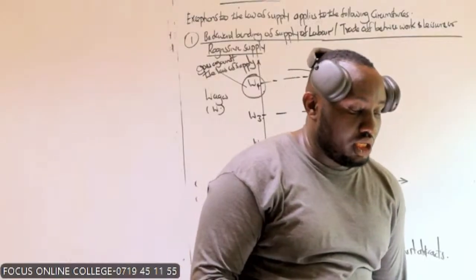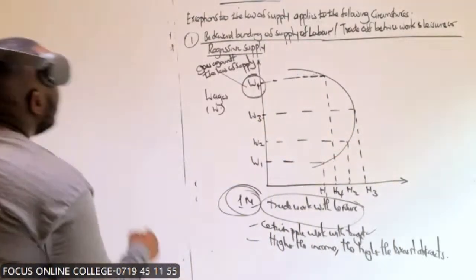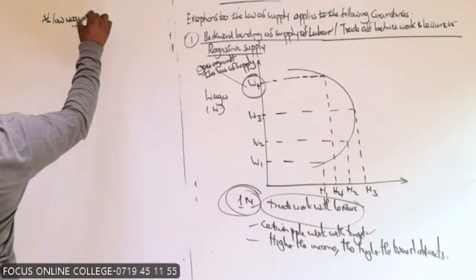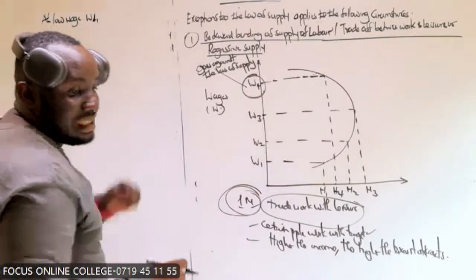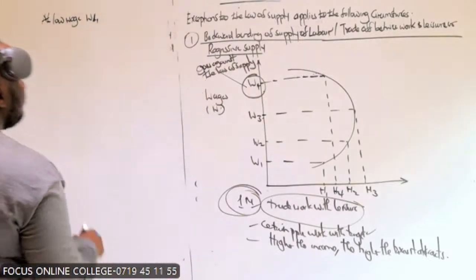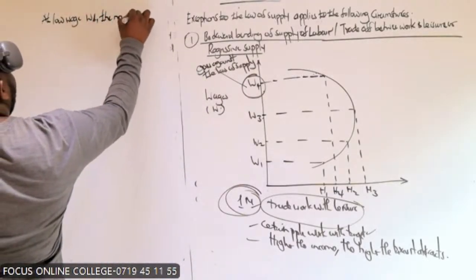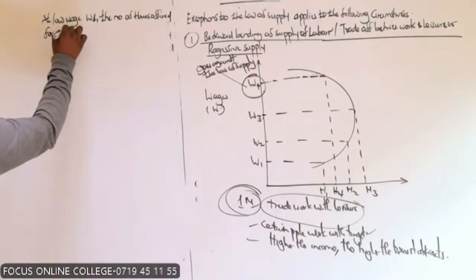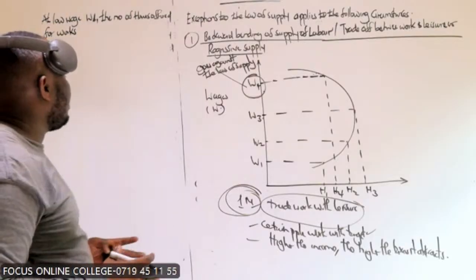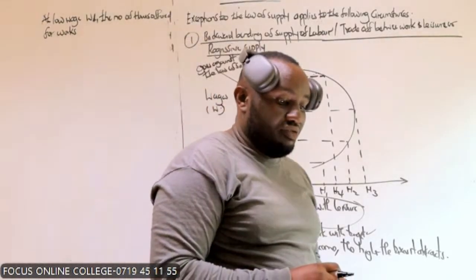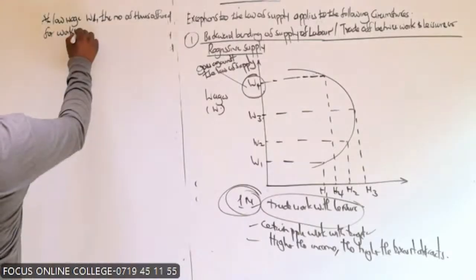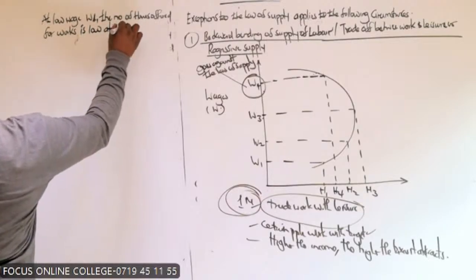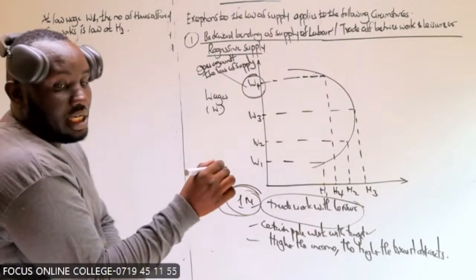So we put the explanation down. We say at low wage W1, the number of hours offered for work is low, at H1. It is definitely low at H1.